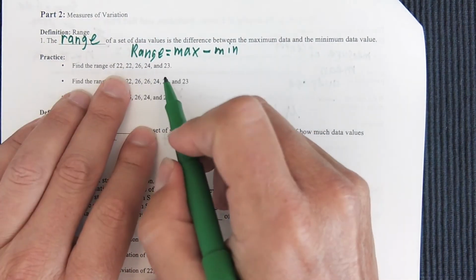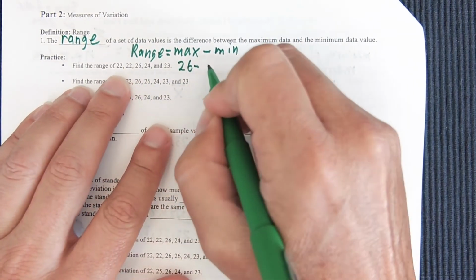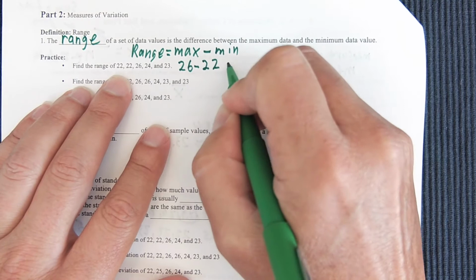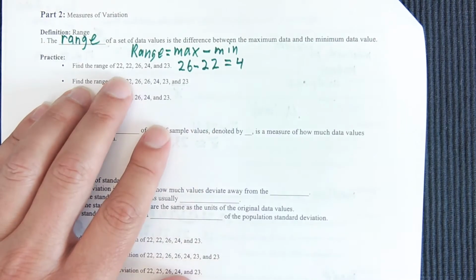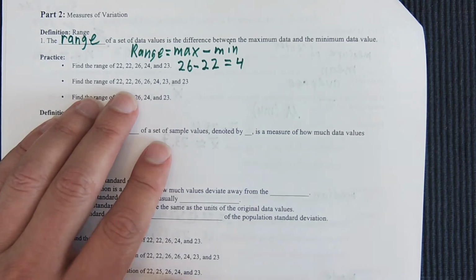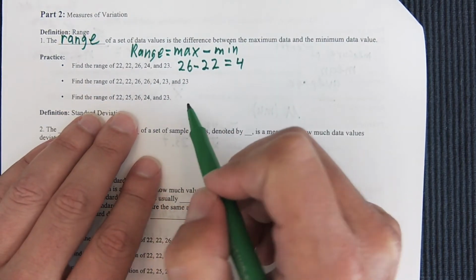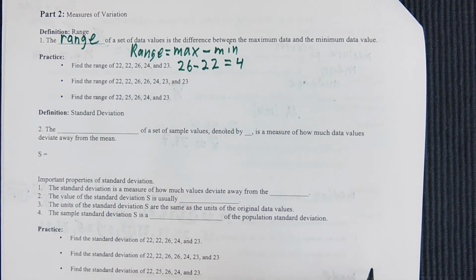So the range for this one, the max is 26, the minimum is 22, giving me a 4. Once again, these actually all have the same range, 26 minus 22 to give me 4. We'll come back to that. That's going to be useful here in just a moment.